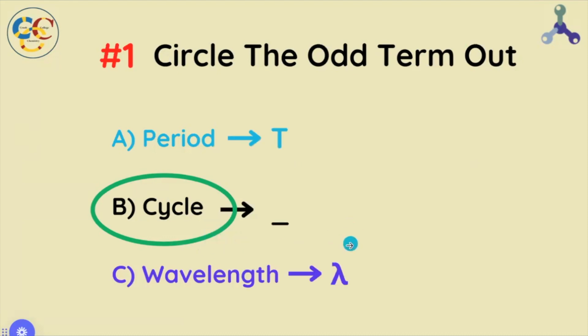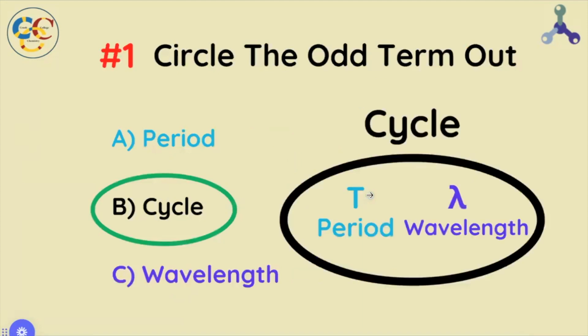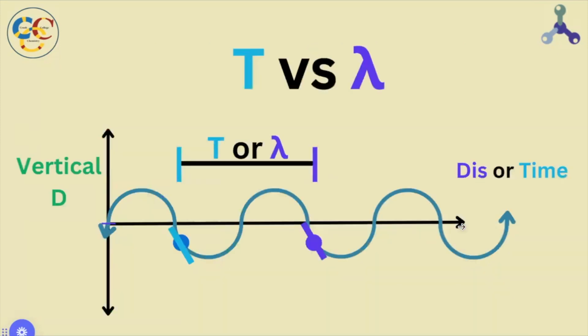Wavelength and period are explicitly variables with their own symbols, unlike cycle. More importantly, cycle is the umbrella term. Both period and wavelength are types of cycles based upon different units and frames of study. If you weren't 100% sure why this is the case, then go ahead and watch the video in the description where I go into the difference between period and wavelength.